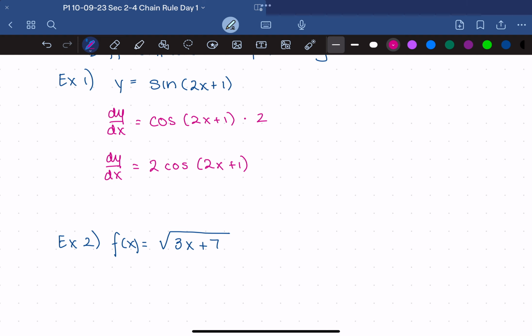And there it is. There's our derivative. So, derivative of the outside evaluated at the inside times derivative of the inside. There it is. All right. So if you think you can do it, go ahead and pause the video, try the second one.